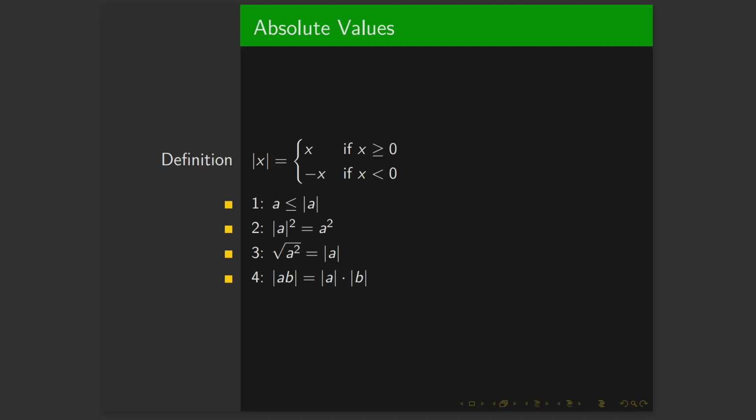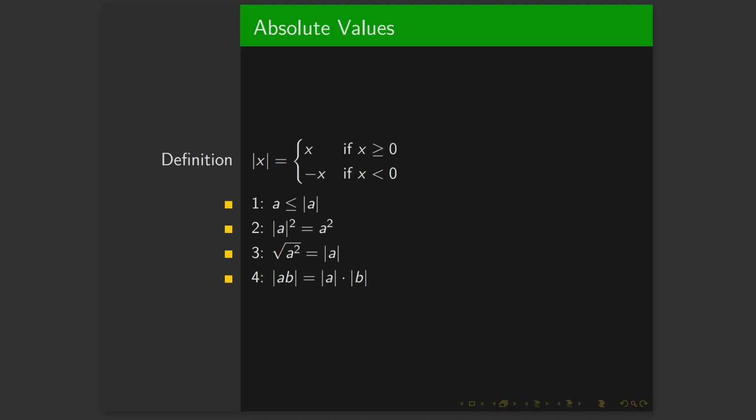For 1, a is either positive or negative, so clearly that makes sense. For 2, when we square the absolute value, it's the same as squaring the number itself. For 3, square rooting it always gives you the positive value. If you have negative 3 times negative 3, that's 9. The square root of 9, there are technically 2. For this example, we're going to go with the positive one. So that's why we go with the absolute value sign.